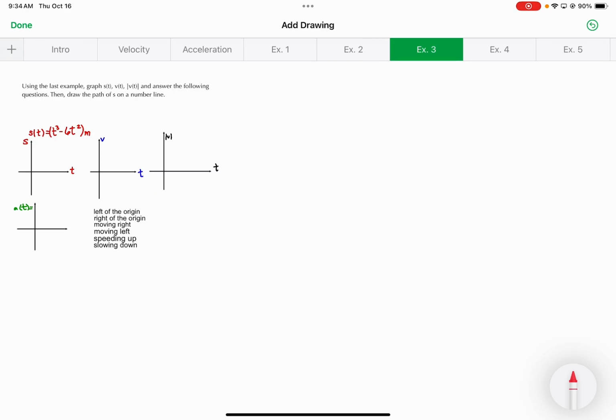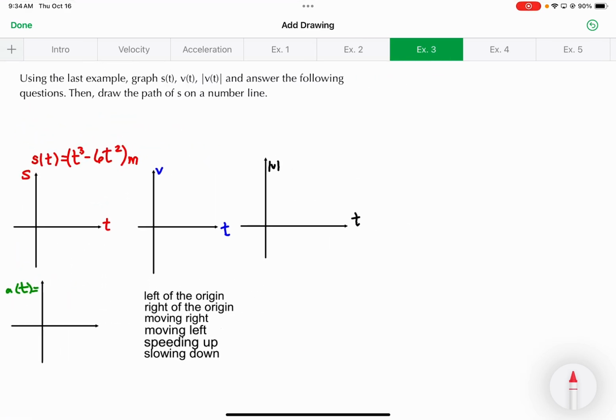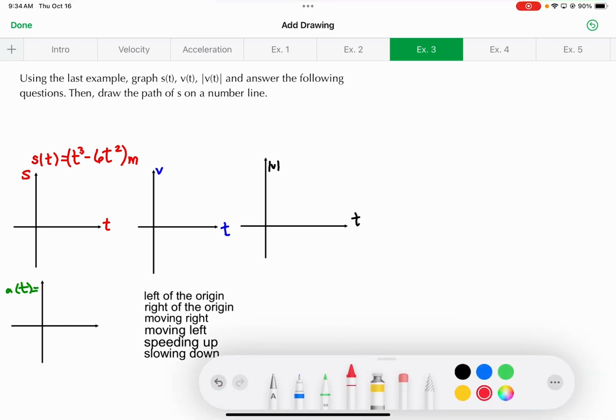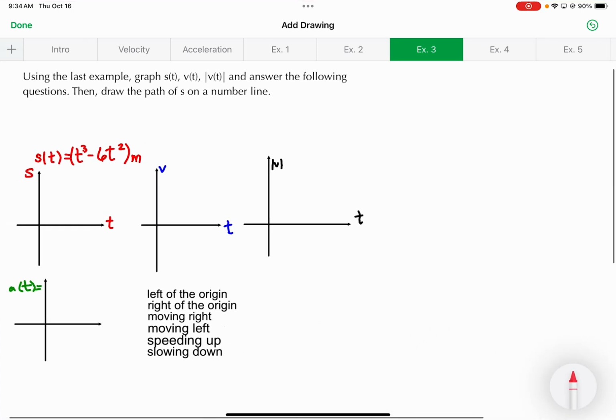Okay, so I want to graph a bunch of things. Using the last example, same function, let's graph each one of these things. All right, so the first thing I want to graph is S of t. Now, in order for us to get an actual decent graph of S of t, we should make at least a table with some values for the ones that we care about. So if I do t and then S of t, that way we can make a pretty decent graph.